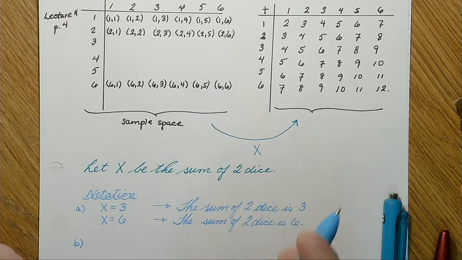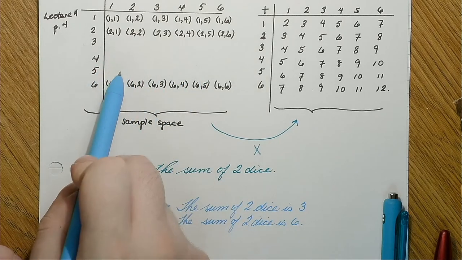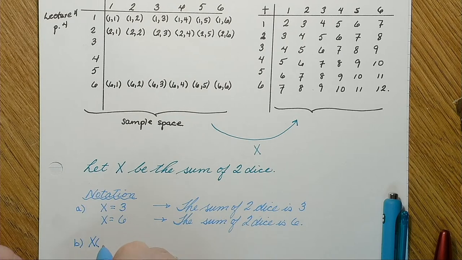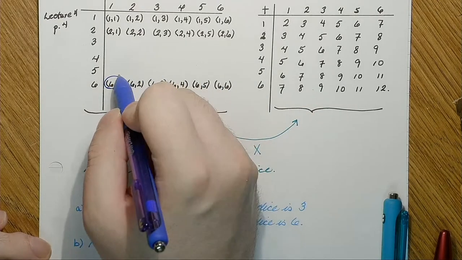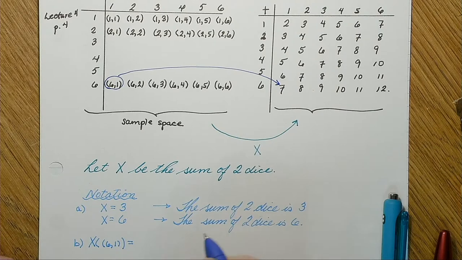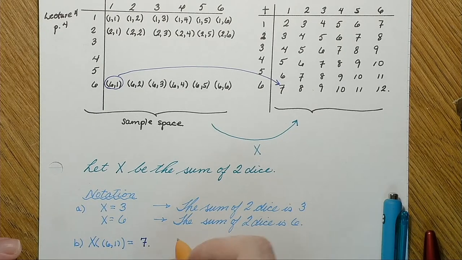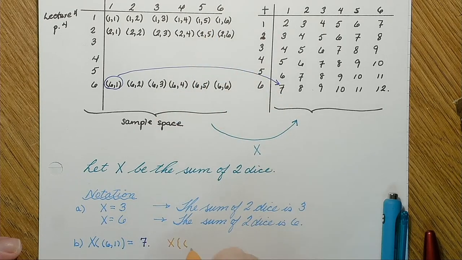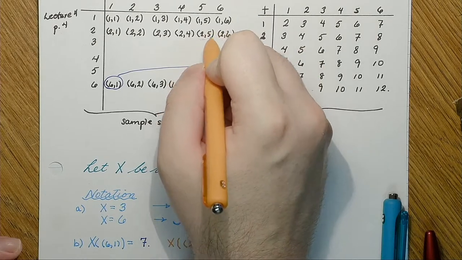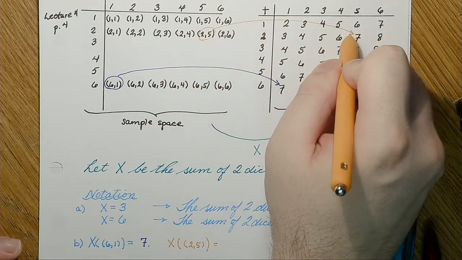And because we're thinking of x as a function, you can also write it in function notation. So you could say that x, like a function, will have some input. And so you can pass in a sample point. We could say, let's say 6, 1. So there's our sample point. And it's going to then map to 7. And we can do the same thing with, say, x, and we'll say, let's do 2, 5. So 2, 5 would then map to 7.